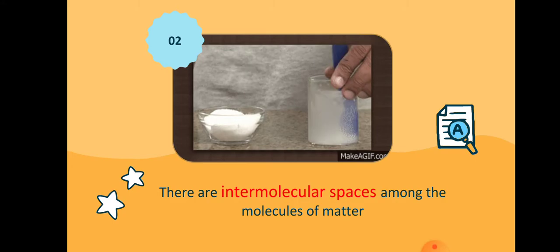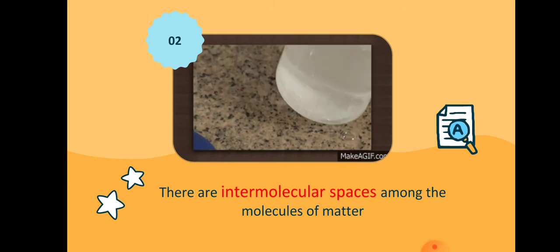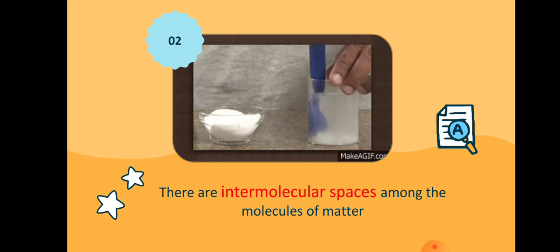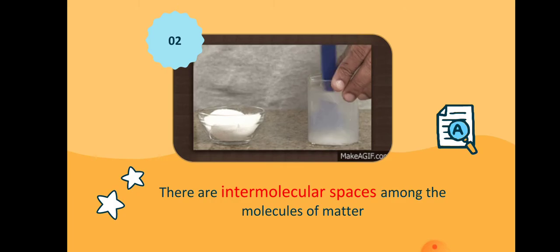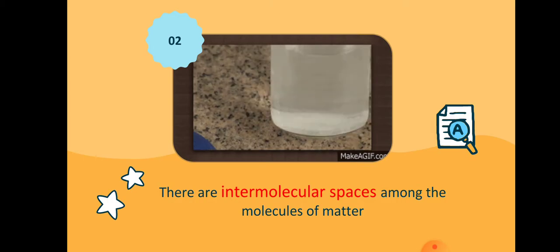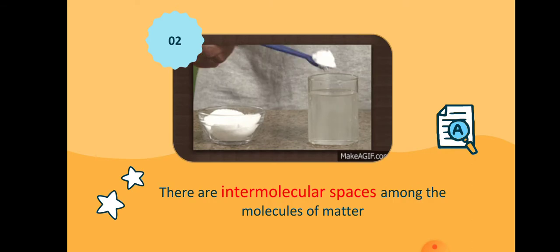Let's study the second property of the molecule. Second property of the molecule, there are intermolecular spaces among the molecules of matter. When you put table salt in the water, we will observe that it will disappear. Why? Because the molecules of salt spread among the molecules of water, or among the intermolecular spaces among the molecules of water. So, we can conclude that there are intermolecular spaces among the molecules of matter.